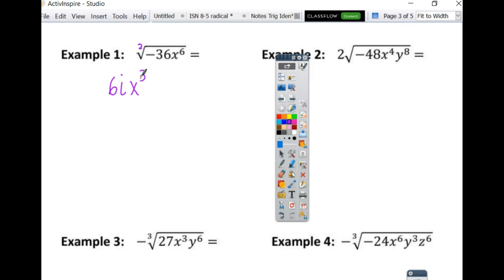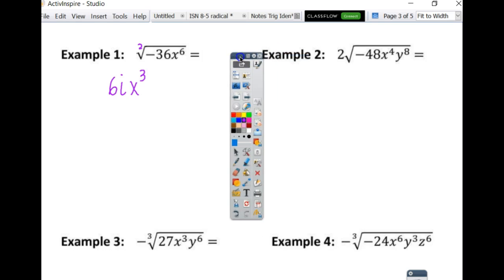Okay, so on the next one, it's still a square root. I didn't write the 2 down, but we know it's a square root, right? Because we don't write it down. It's negative on the inside, so what has to be in the answer? So I have 2i. Now the 48, is that a perfect square? No. So we're going to do this.